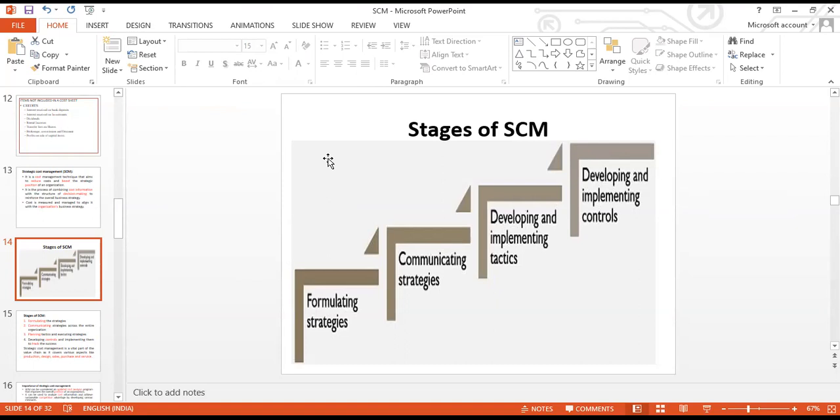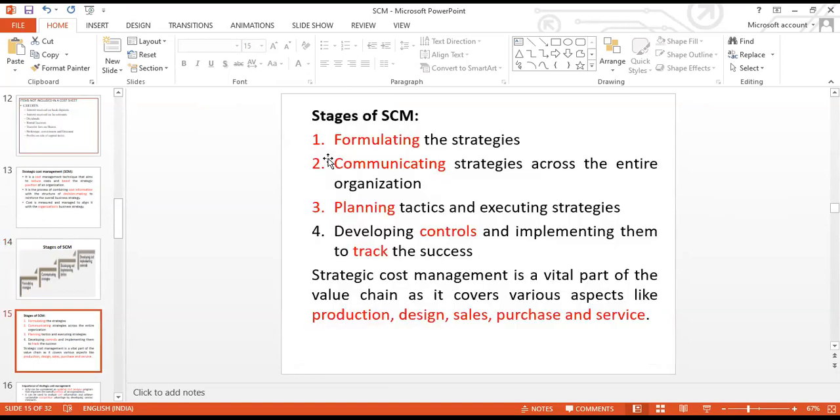So first is, with respect to cost accounting, we should prepare the strategies or the policies. Then whatever policies we have prepared, we will communicate to the stakeholders or within the organization. Then we will implement the strategies by communicating. Then we will ask every departmental head to implement. And last one is that there should be monitoring on the policies, whether these are really implemented.